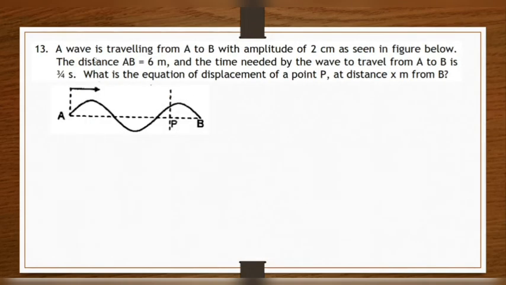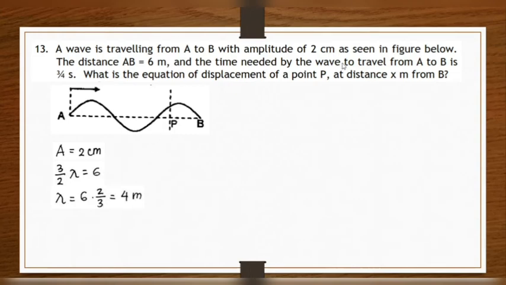Number 13. A wave is traveling from A to B with the amplitude of 2 centimeters as seen in the figure below. The distance AB is 6 meters. AB forms 3 over 2 lambdas. So 3 over 2 lambdas is equal to 6 meters. So we have lambda, which is 4 meters.